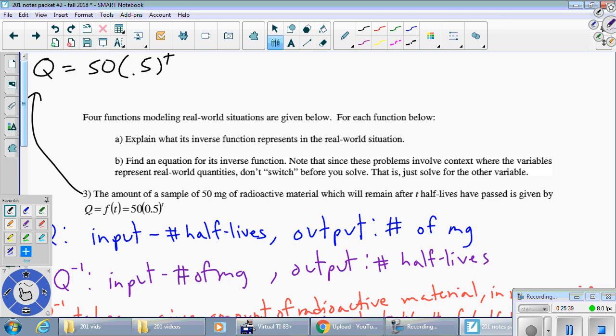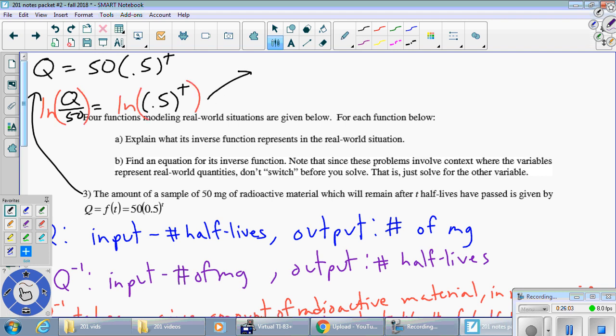So the variable t is in the exponent, so logs are what we're going to use. But first we need to get the exponential piece by itself. So that 50 needs to move to the other side, so we divide both sides by 50. And then the variable is in the exponent, so we'll take the log. I'll do a natural log of both sides.